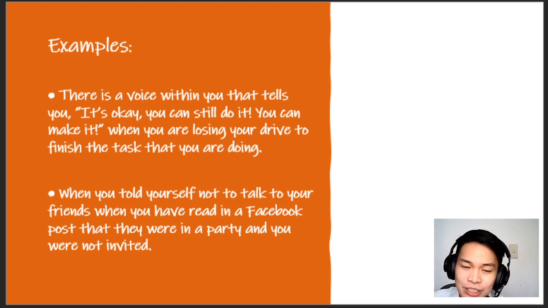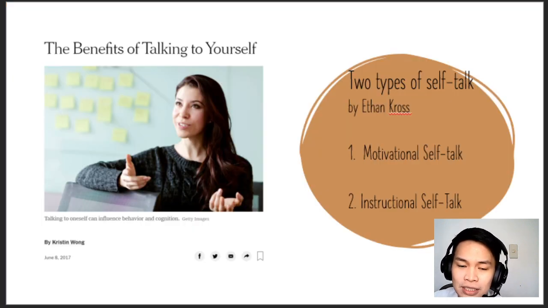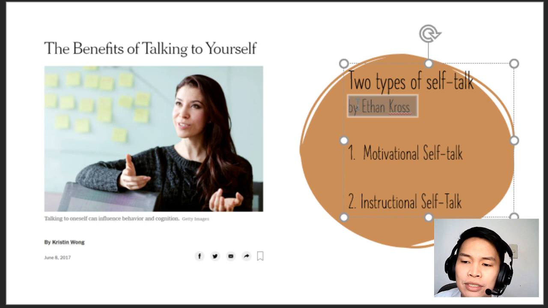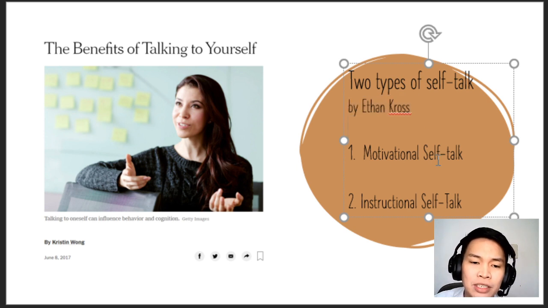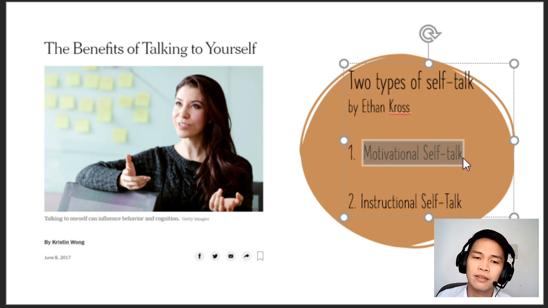Nagtampo ka. So, class, I have come across an article in the New York Times, and it tells the benefits of talking to yourself. This was written by Kristen Wong. According to Ethan Cross, in that article, there are two types of self-talk. One is motivational self-talk, and number two is instructional self-talk. So I guess we are familiar with motivational self-talk. It's talking to yourself to uplift your spirit.